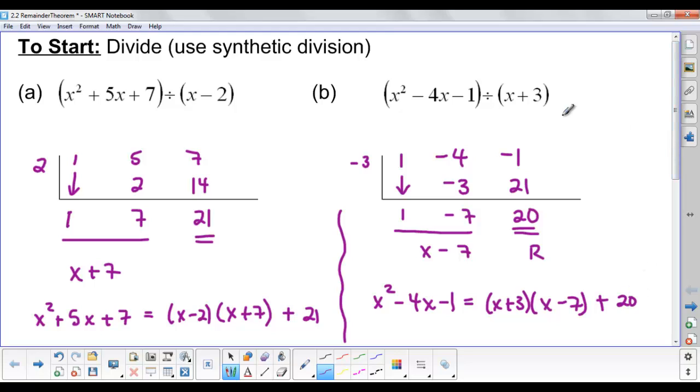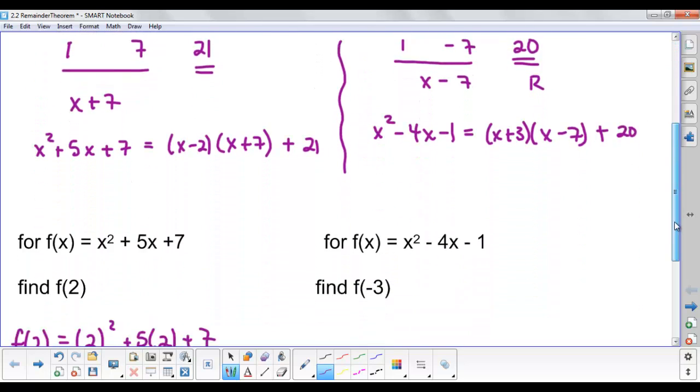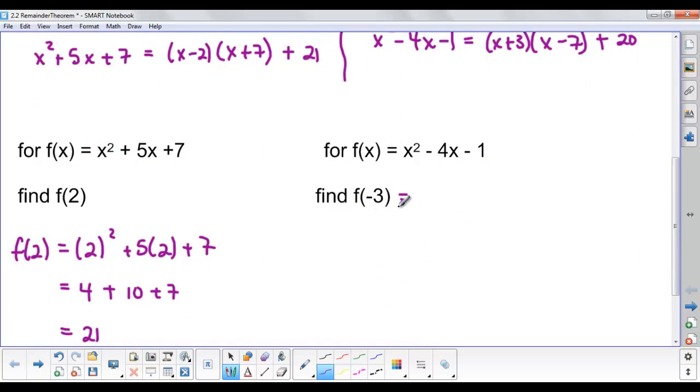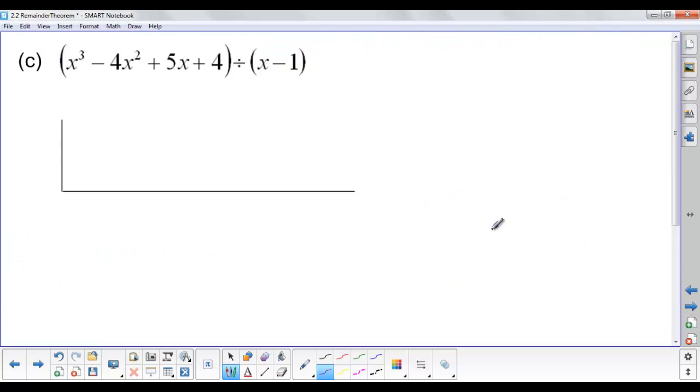Now, we'll try it again, but this time we are going to sub in our test root. Instead of doing the synthetic division, we sub it in. So sub in negative 3 for x, and we get 9 plus 12 minus 1, which gives us 20. One last time, but I'm sure you see the pattern already.